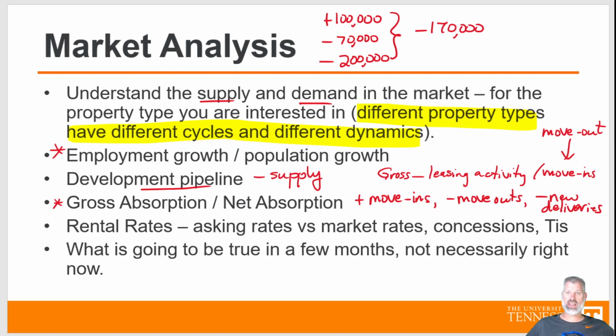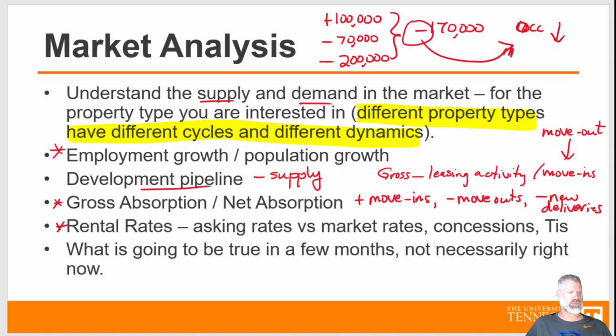That basically says that of all the space in the market, there's now 170,000 fewer square feet leased than we have in supply. So that gives a sense that you're kind of moving the wrong way. If you have negative net absorption, that by necessity means that occupancy will be going down. So negative net absorption is consistent with occupancy going down. If we have positive net absorption, on the other hand, then we would see occupancy rates going up. So absorption and net absorption are key metrics in looking at market analysis.